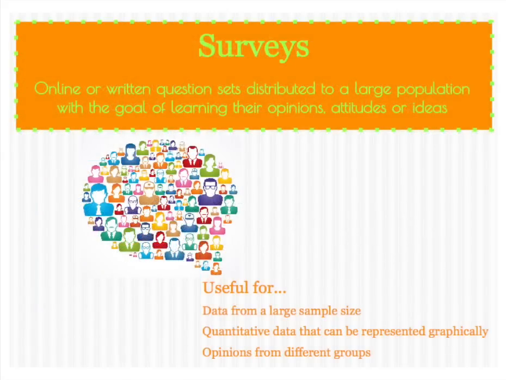As mentioned before, surveys are primary research methods that tend to generate quantitative data, but can generate some qualitative data depending on how you structure the survey questions. Surveys are defined as online or written question sets distributed to a large population with the goal of learning their opinions, attitudes, or ideas. For your own primary research, you may find surveys useful if you need data from a large sample size to better understand a problem or opportunity.